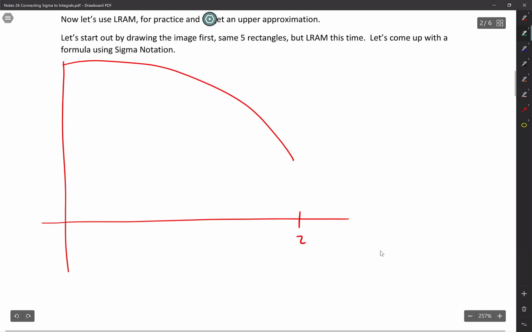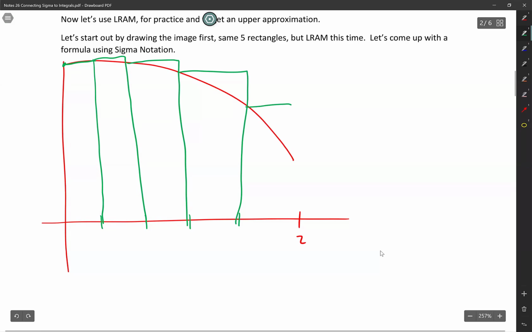Here's 2. And it wants me to use LRAM. 1, 2, 3, 4. Okay, my rectangles are not perfect, but that's fine. Yeah, my rectangles really suck. I'm sorry, guys. My rectangles are really bad. I got a D in art, remember that.